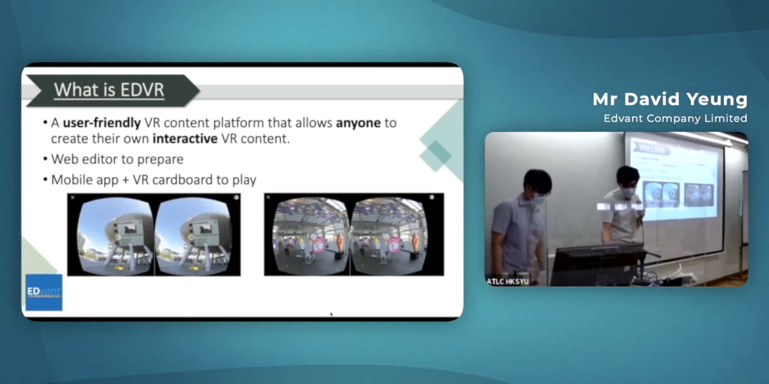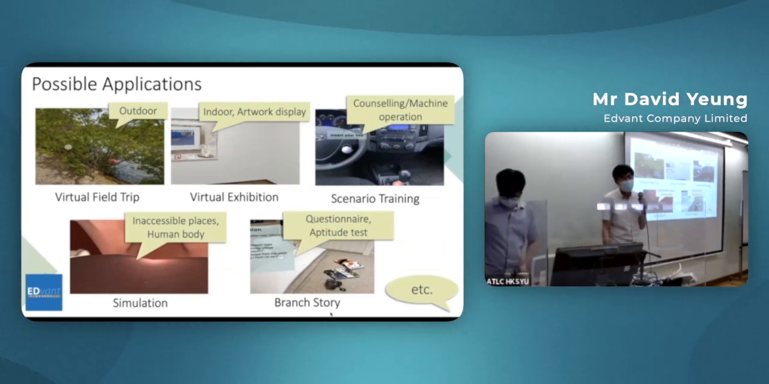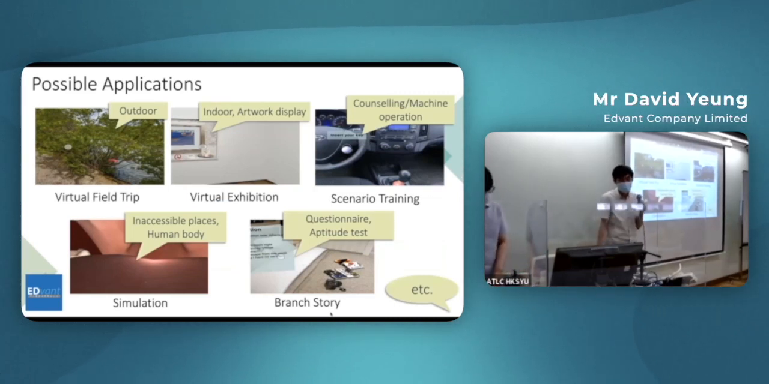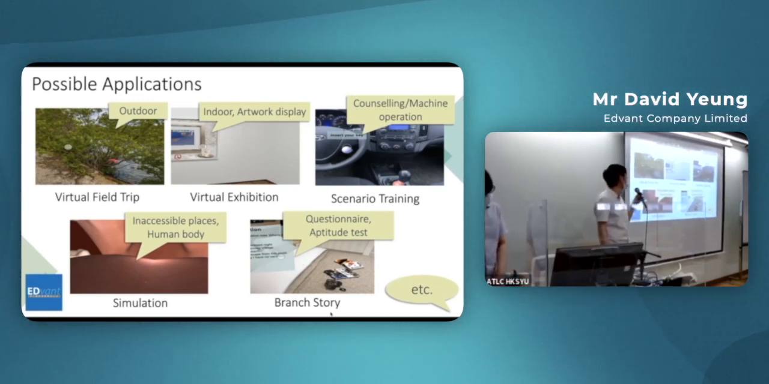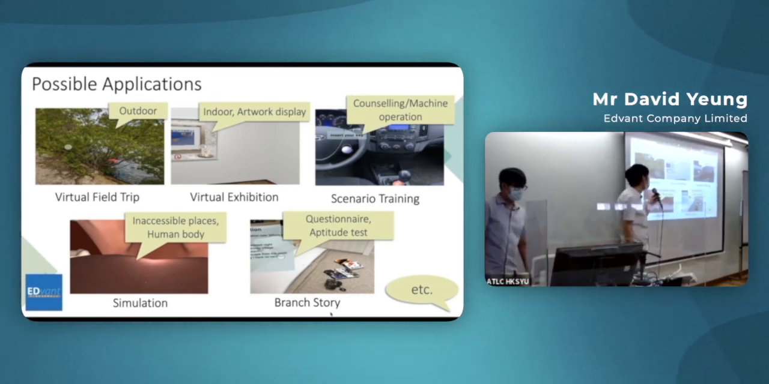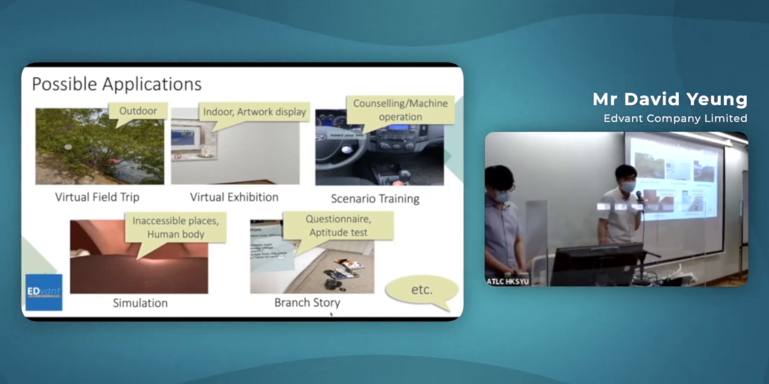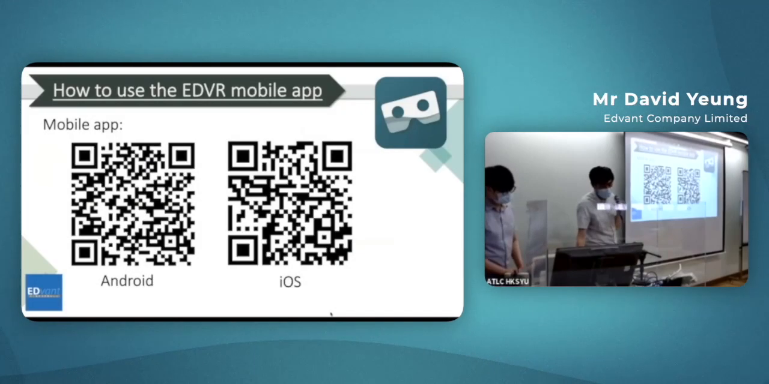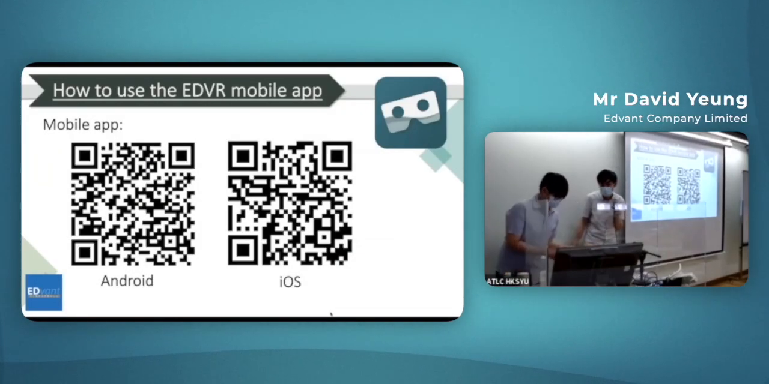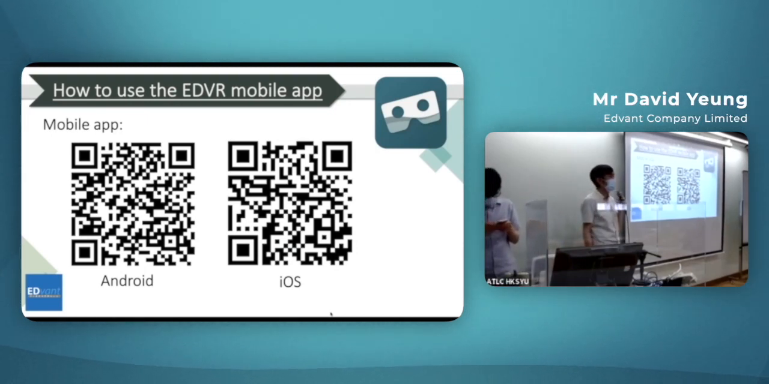And yeah, so there are a few possible applications of our platform. The first, let's go through quickly: virtual field trips, virtual exhibition, scenario-based training, simulation, and branch story. We'll go through this slide again later and go through it one by one. Now let's switch over to the app. I'll show you a field trip of science park that we have prepared.